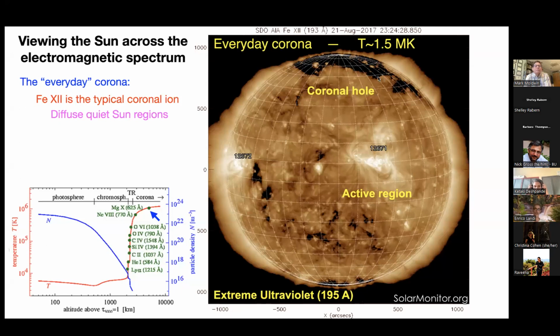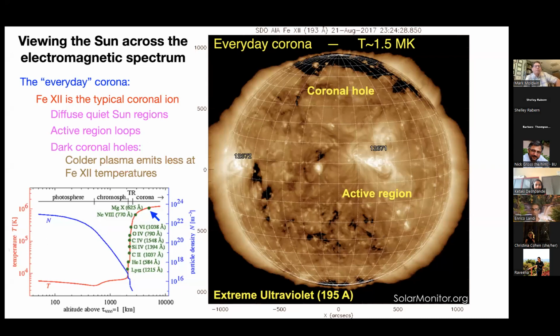These are the regions where the magnetic field is radial. Basically, it's not closed, but open, and goes into space, and it's where the solar wind is accelerated from. They emit much less iron 12 because they are less dense, so there is less emitting material, and most importantly, they are colder. And so you see these regions as holes in the sun. You see them at the poles, especially during minimum, and they can also be scattered around the disk. So you have the active region loops and dark coronal holes.